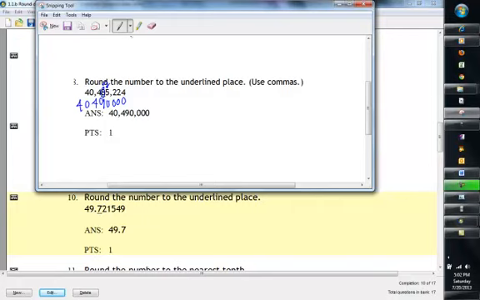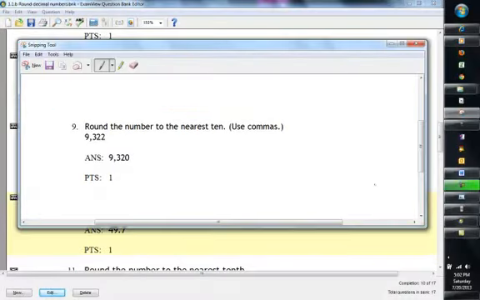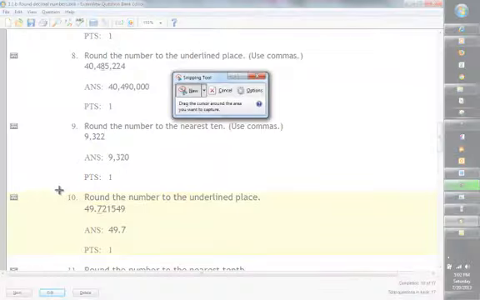Round this one to the nearest tens, it says. Okay, so the tens place is right here. Look at the number after it. So we leave the 2 alone, write everything in front of it the same, so we have 9,320. Next one.